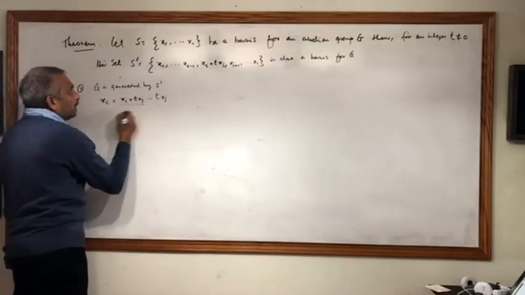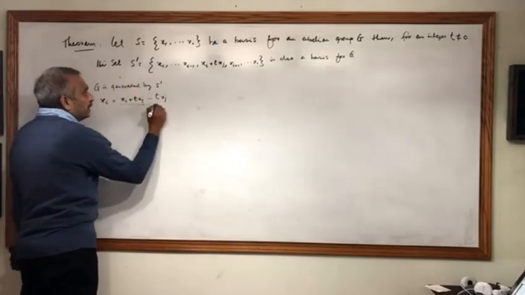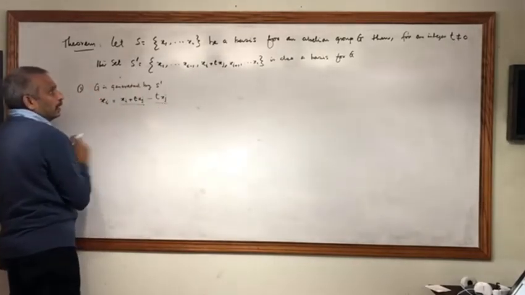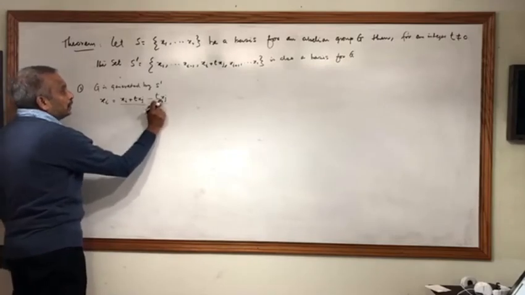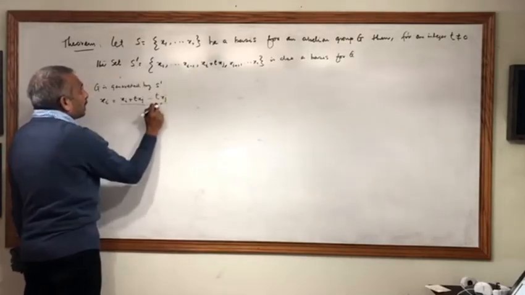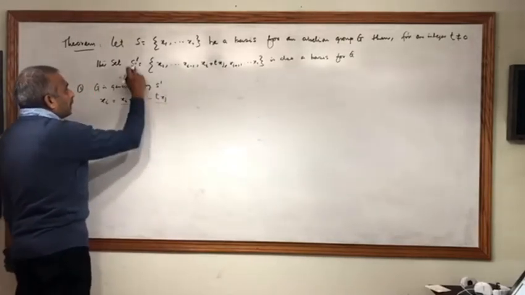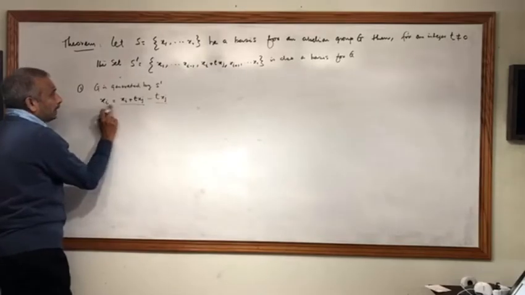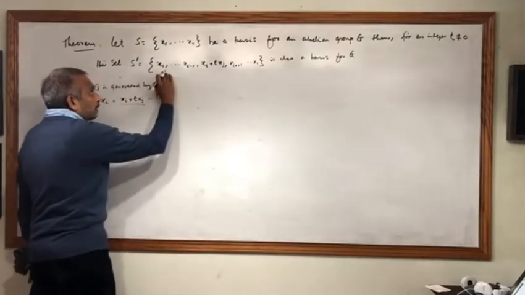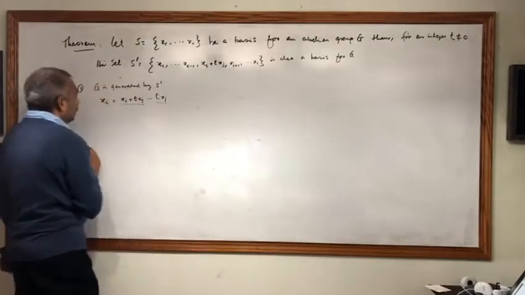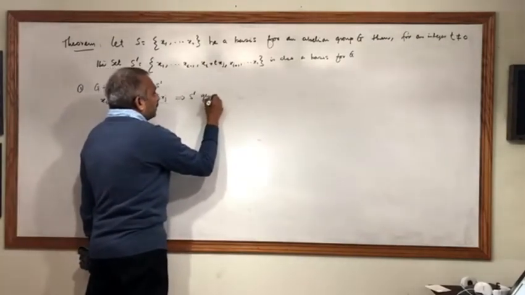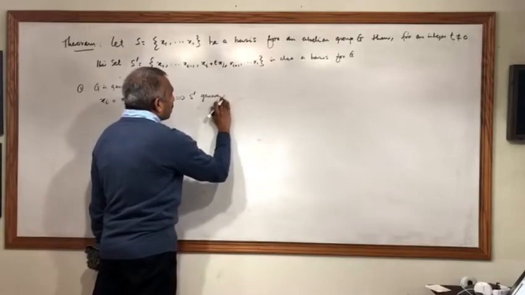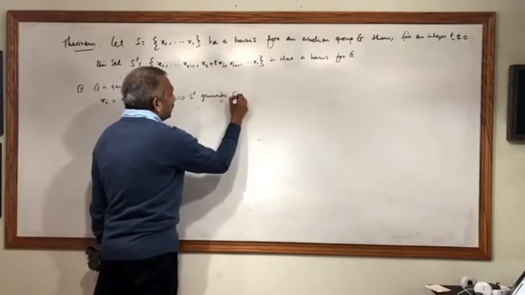So this is an element here, t is different from 0. So xj is an element from here. We found xi in terms of elements from here, as a linear combination of elements from here. That implies S prime generates G.